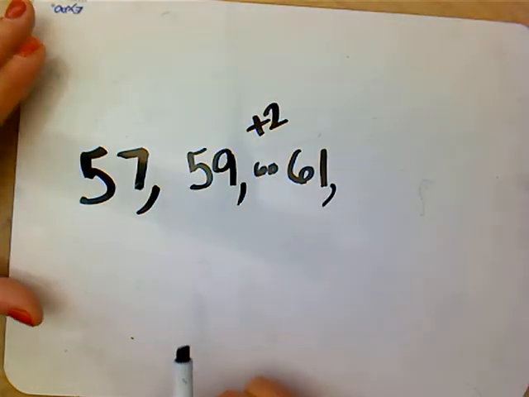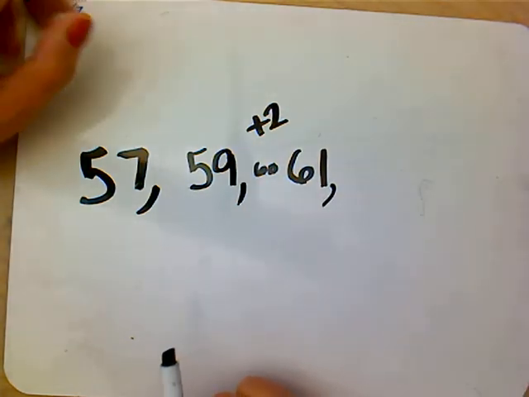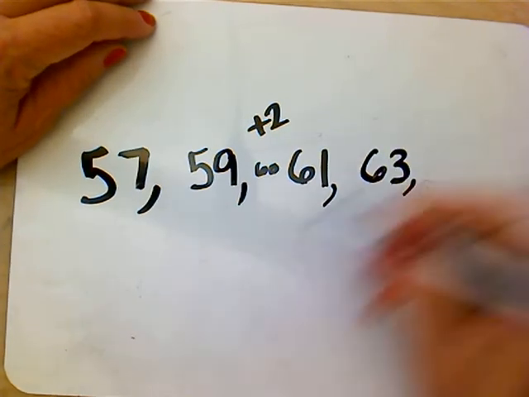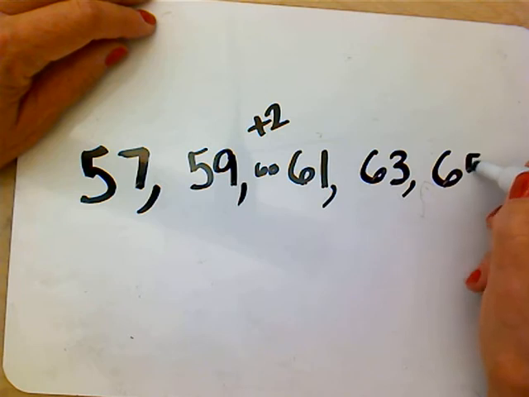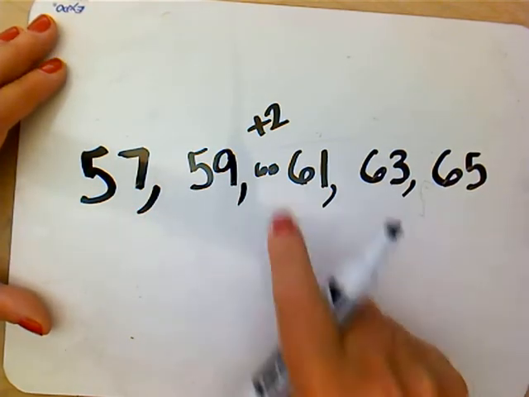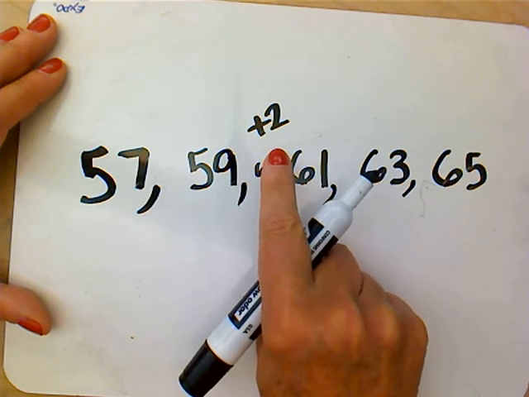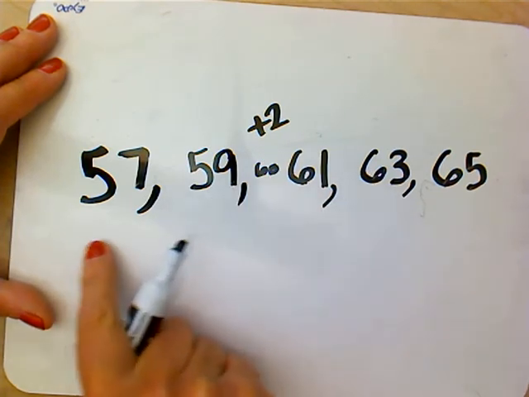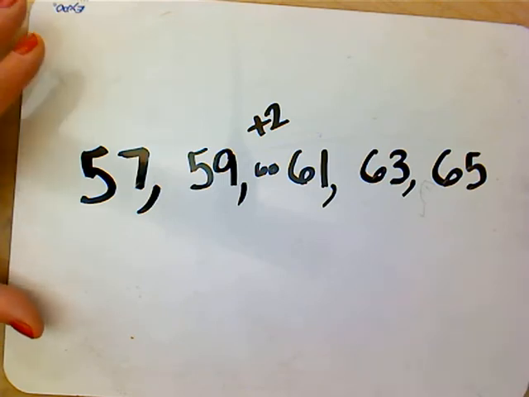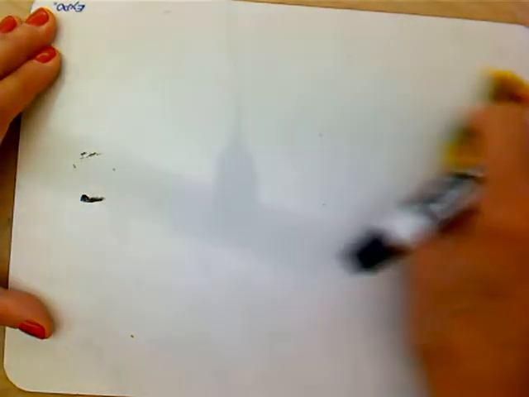If I added 2 to 61, where would that put me? Did you say 63? Then where? From 63 to 65. All right, so you're needing to be able to skip count by 2s, but we're not starting at 0. We are starting anywhere between 0 and 100, but I don't want you to start with 0 because that's something you've been able to do since you were in kindergarten.